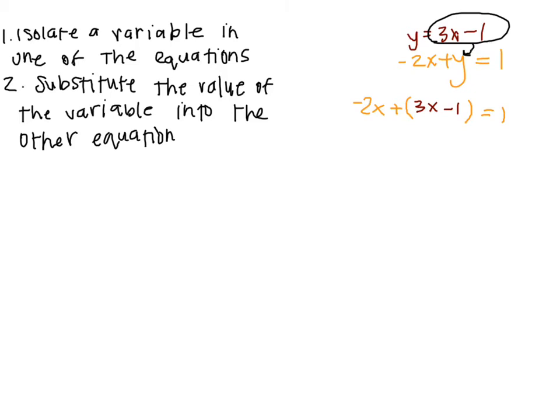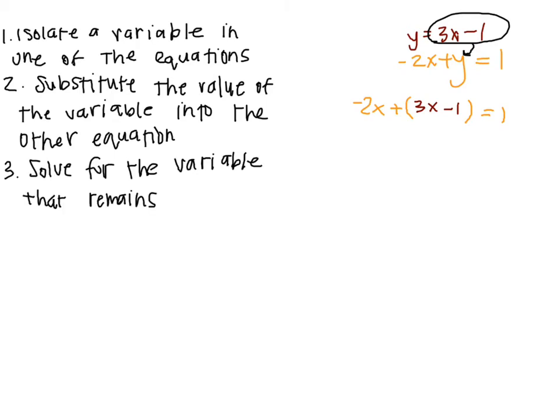So now that we've done that, let's move on to step 3, which is to solve for the variable that remains. The remaining variable I still have is x, so we're going to solve for x. We will get rid of our parentheses by distributing a positive, which changes nothing. And then I can combine these like terms together, so that will give me 1x, or x minus 1 equals 1. I add 1 and find out that x equals 2.